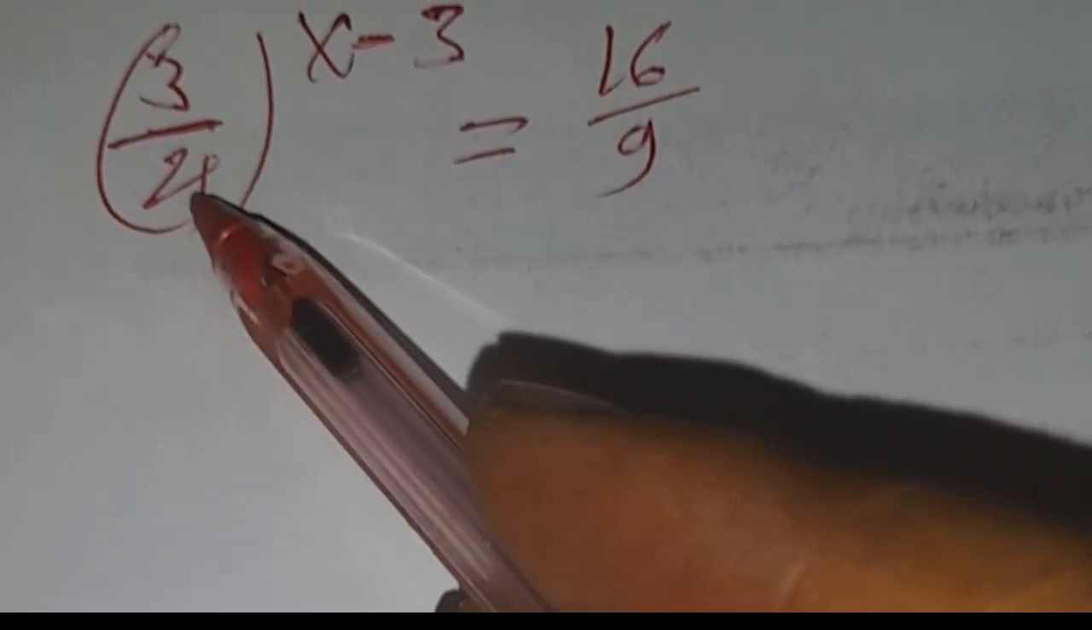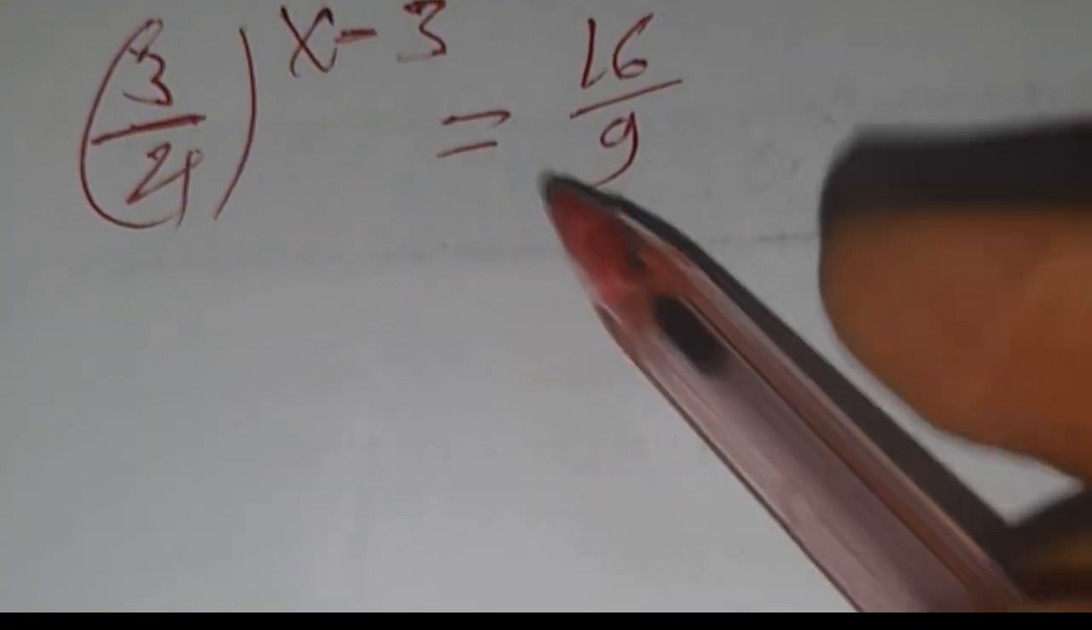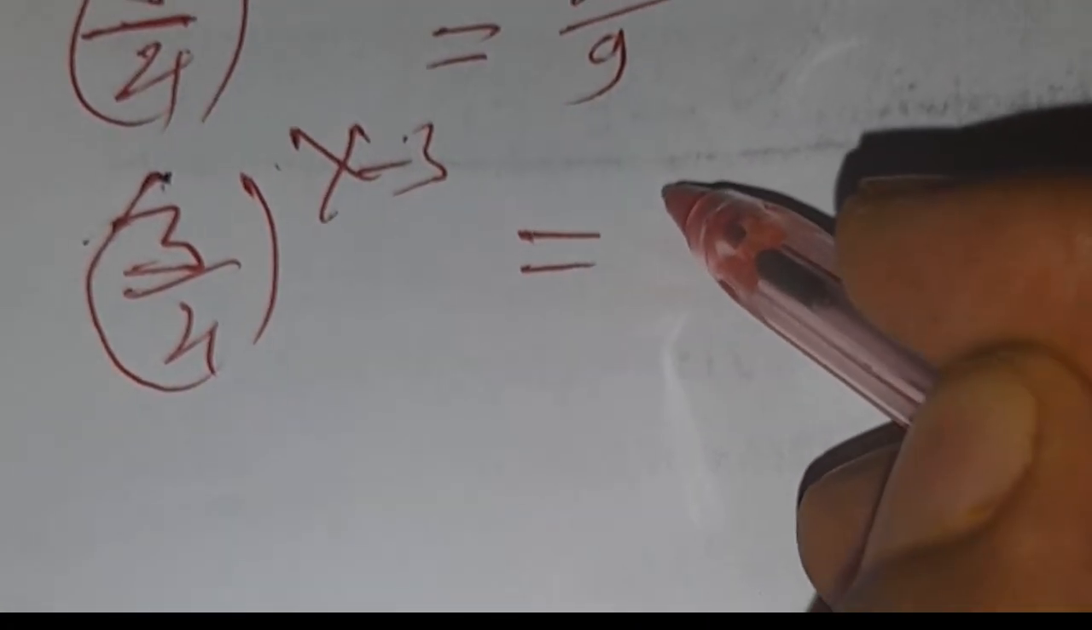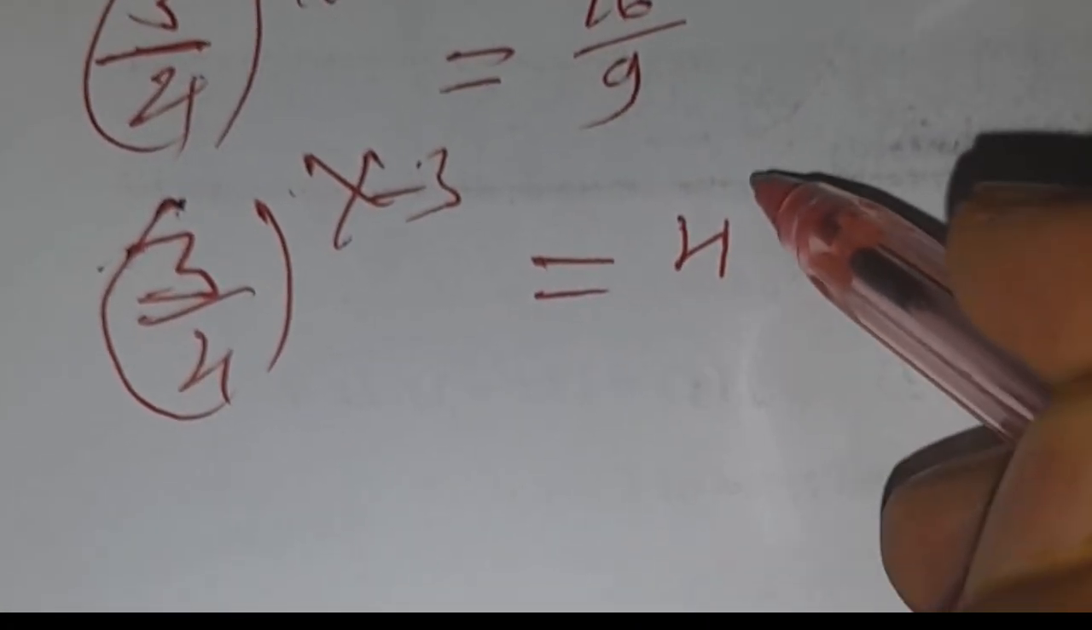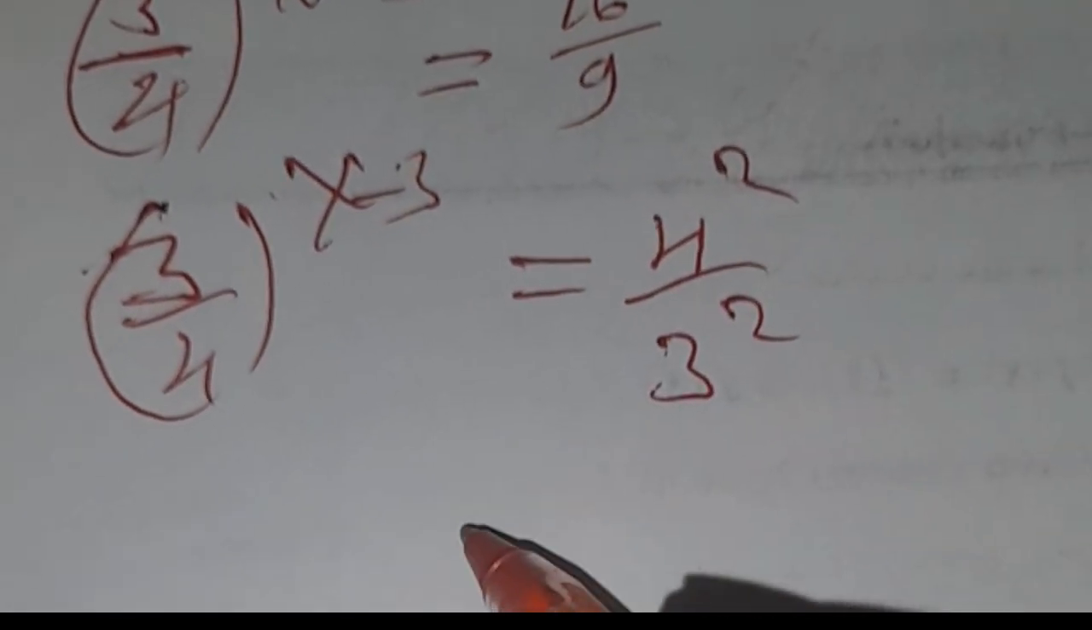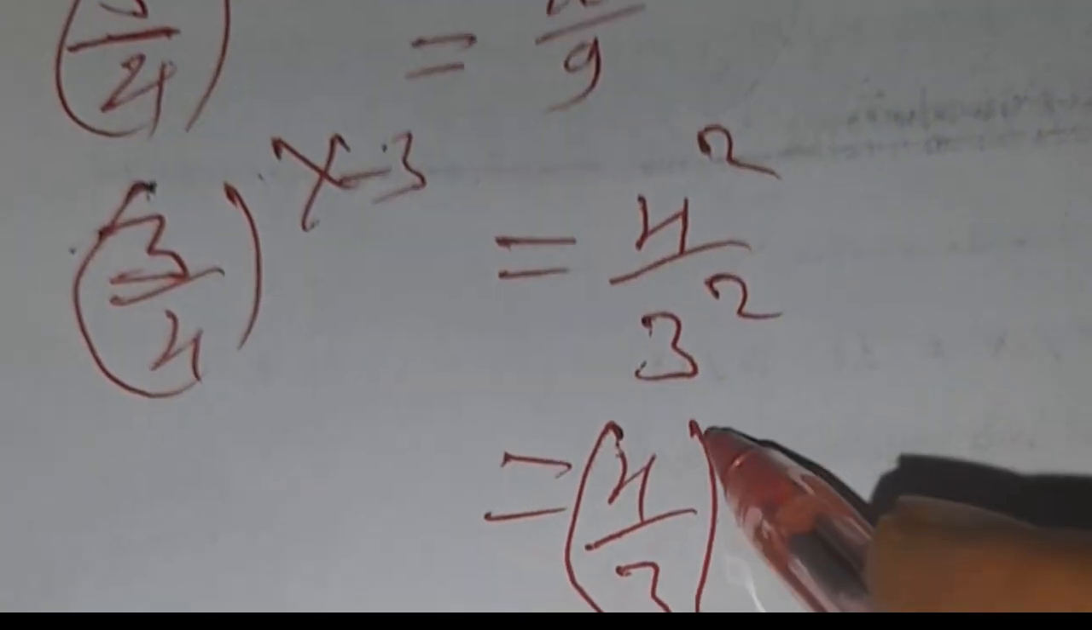The base, which is 3 over 4, is the base, and this is the exponent. Therefore, change into the same base. That means 3 over 4 to the power of x minus 3 is equal to 4 squared over 9, which means 3 squared, which is equal to 4 over 3, the whole squared.